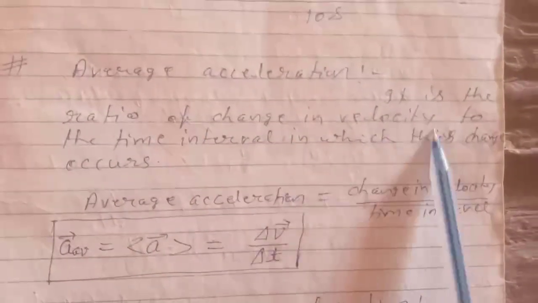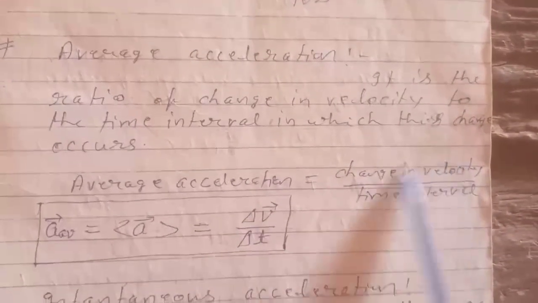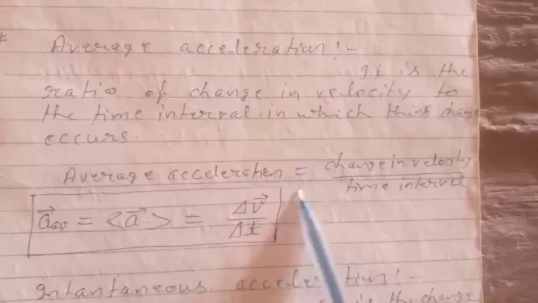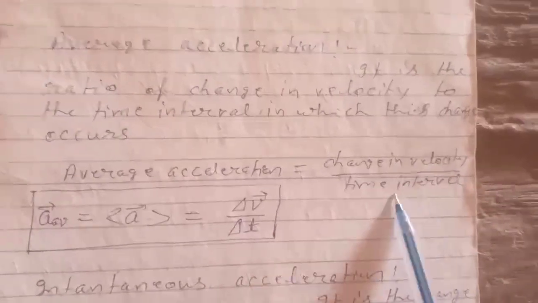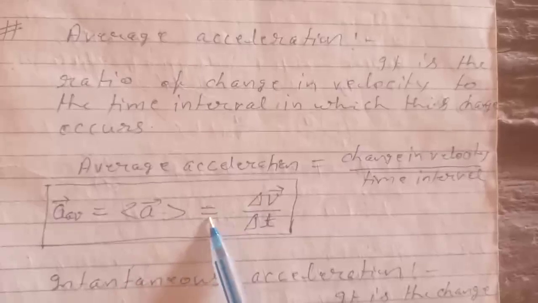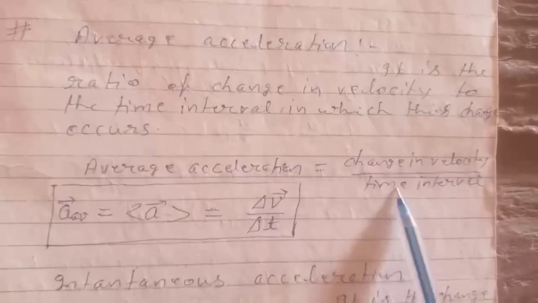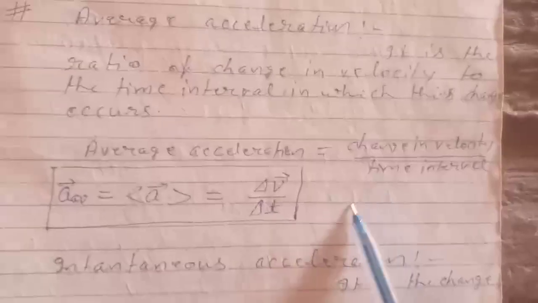Average acceleration. It is the ratio of change in velocity to the time interval in which this change occurs. Hence, average acceleration equals change in velocity divided by time interval, or the average acceleration vector a equals delta v by delta t. Also, it can be written as (v2 minus v1) vector divided by (t2 minus t1).